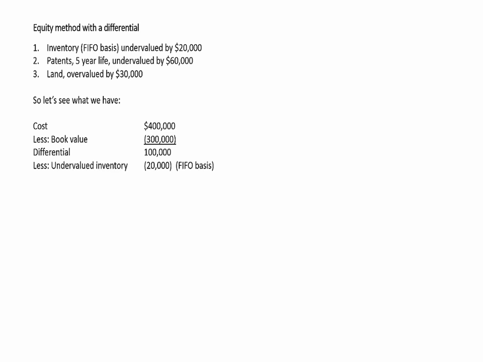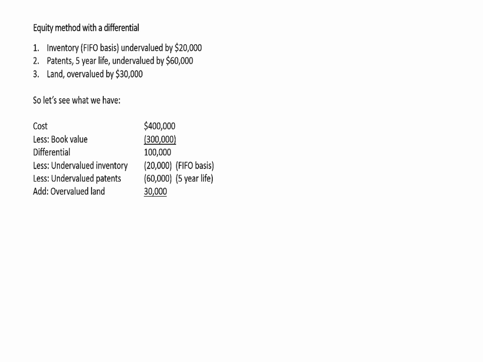So just to recap the differences we had between fair value and book value, we had inventory on a FIFO basis undervalued by $20,000, patents undervalued by $60,000, land overvalued by $30,000. So let's run through this analysis. First, we start with the cost versus the book value. Again, we paid $400,000 for an investment with a book value of $300,000, so we paid a premium or a differential of $100,000. And then we say, okay, of that $100,000, $20,000 was explained away by this undervalued inventory. Again, inventory is worth more than book value, so we paid more than book value. So that explains away part of that $100,000 differential. Likewise, the undervalued patents explain away even more of that, so we subtract $60,000. And then lastly, the land, again, that was overvalued, so we add that instead of subtracting it.